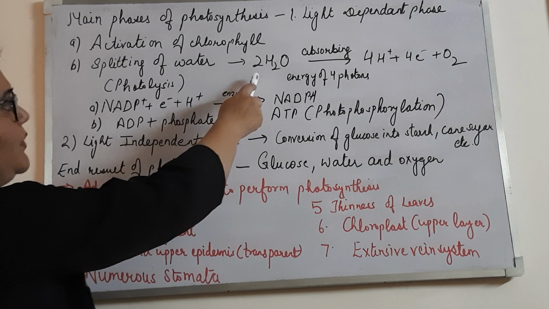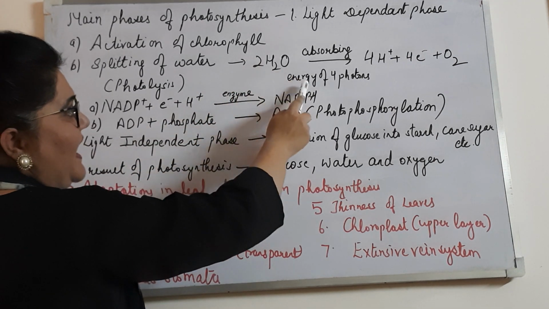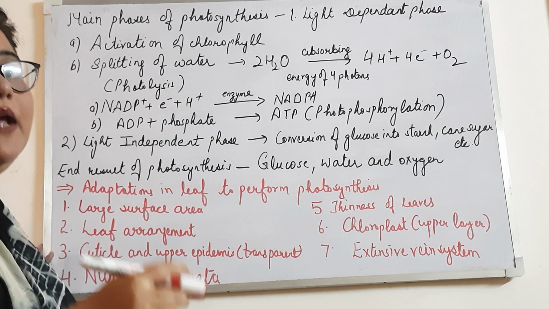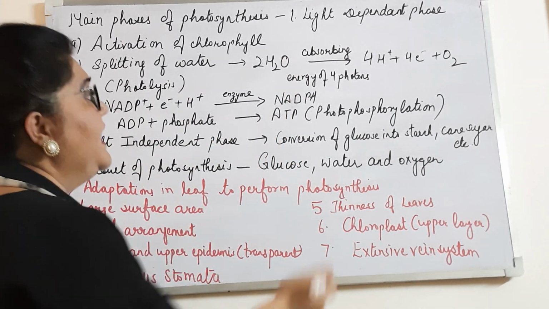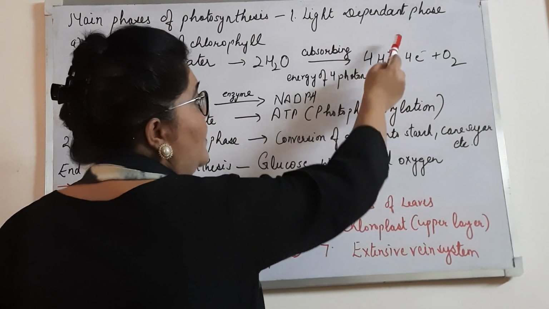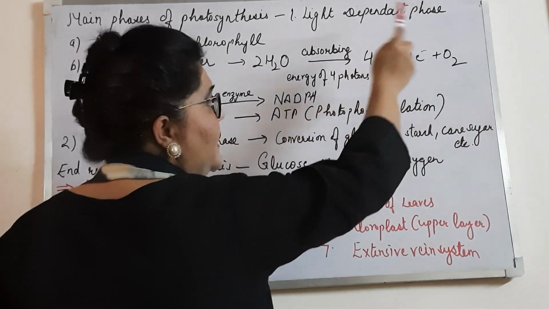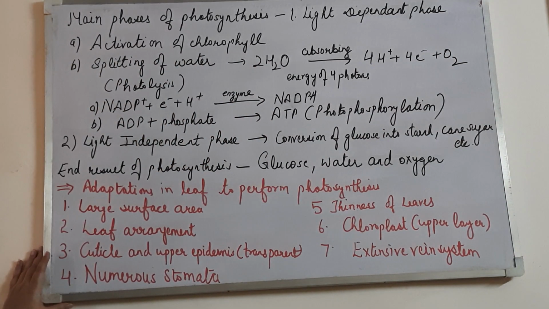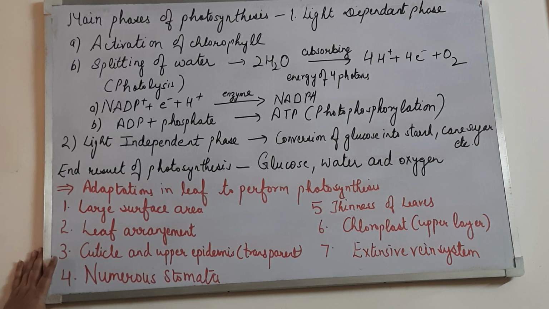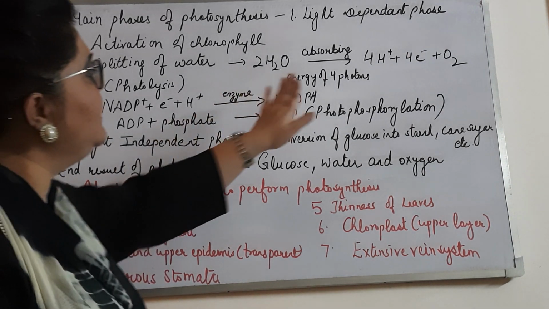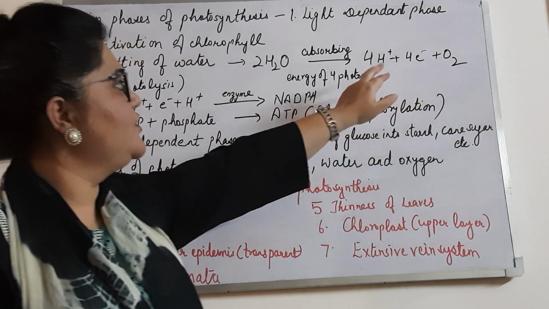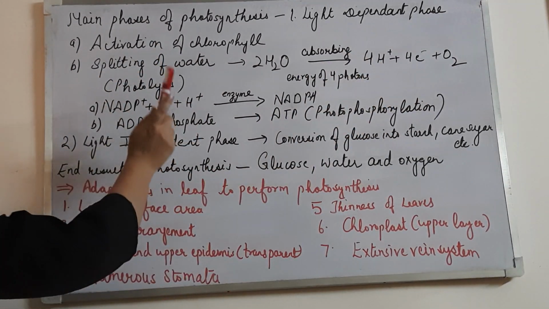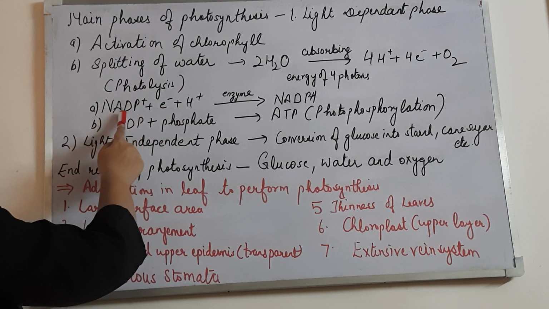So here I have written the equation: 2H2O, by absorbing the energy of 4 photons. That means by absorbing the light energy, it has converted into H ions, hydrogen ions, plus molecular oxygen, plus it also loses the electrons. Okay, now what happens with all these things which have been manufactured? Now the hydrogen ion is taken up by NADP.